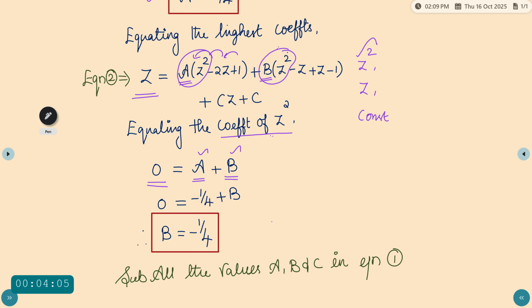There are no other terms in the coefficient of z square. So these terms give 0 equal to a plus b. And we already found the value of a is minus 1 by 4, and from this, b equals plus 1 by 4.